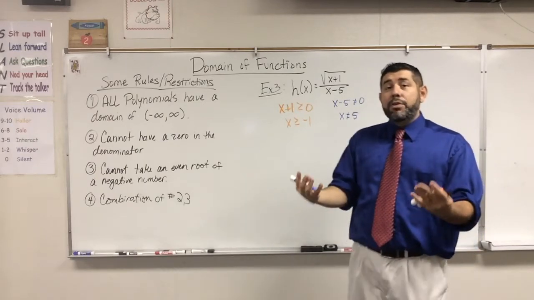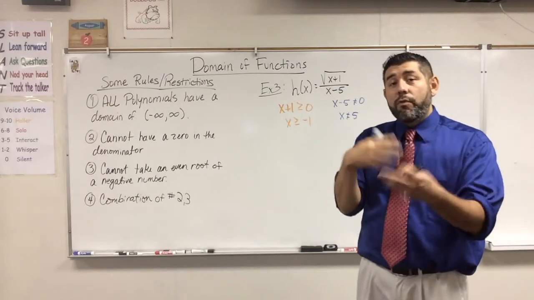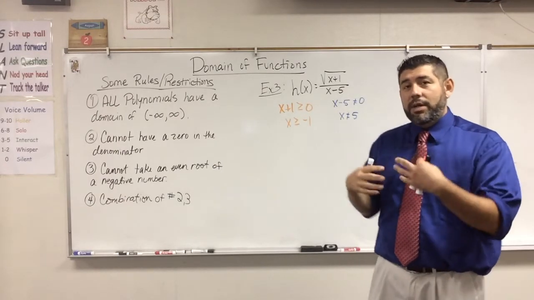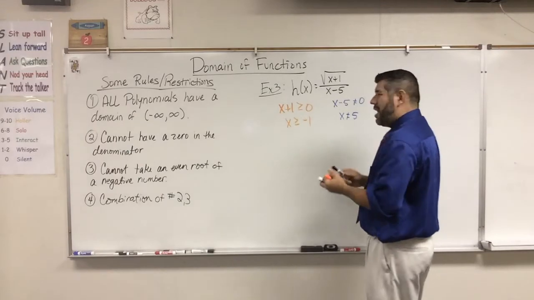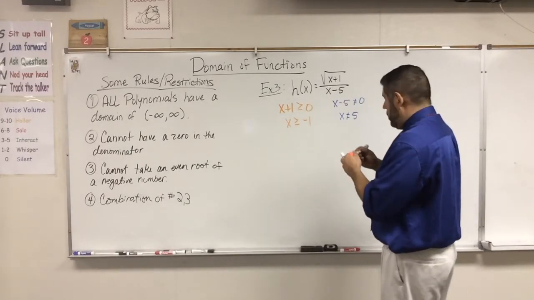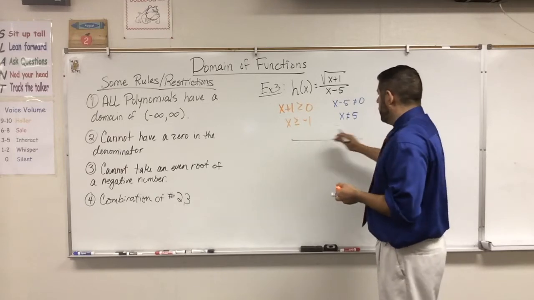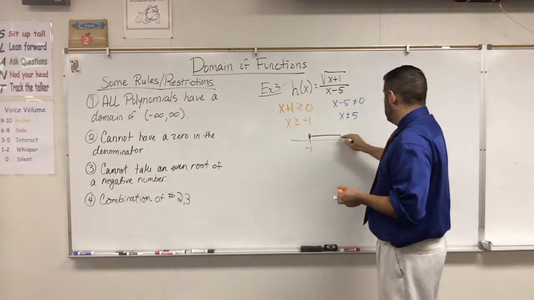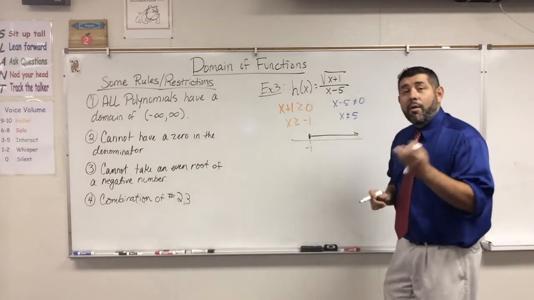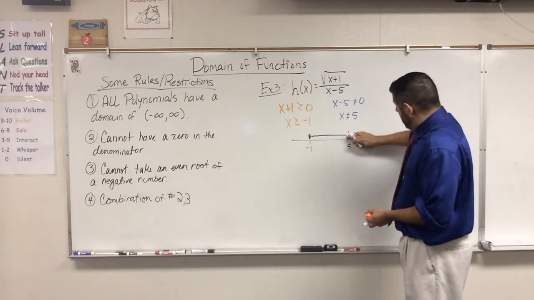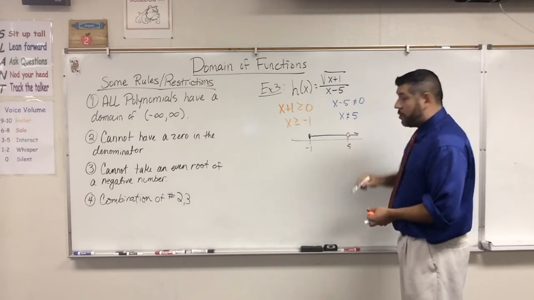Then I have to put those together. If there's any overlap, I want to make sure that I get the most restricted that I could possibly get. So let's take a look at this. All I'm going to do is put this on a number line so you can see what's going on. On a number line, we have values that are greater than or equal to negative 1, something like that. However, when we get to 5 over here, we cannot be equal to 5. So we have an open circle there, right?